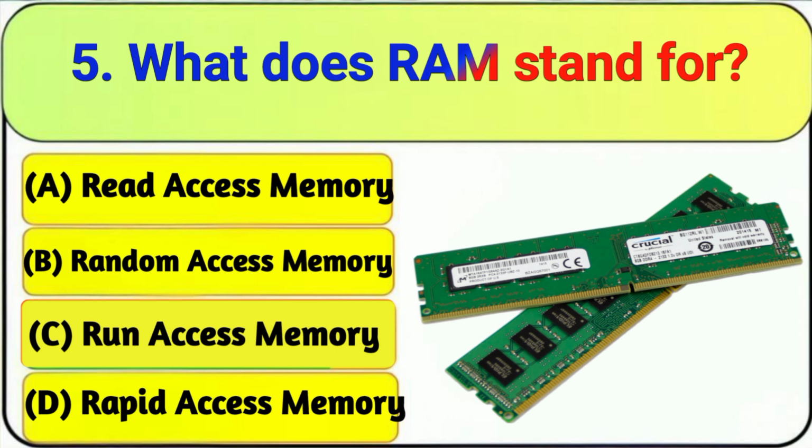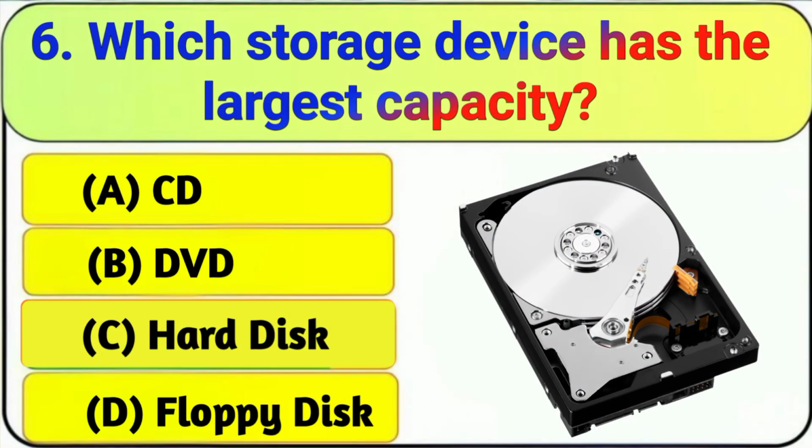Question number 5. What does RAM stand for? A. Read access memory. B. Random access memory. C. Run access memory. D. Rapid access memory. Comment your right answer.